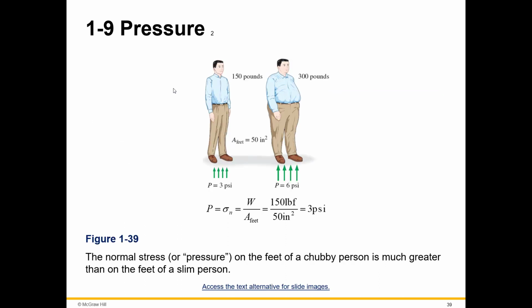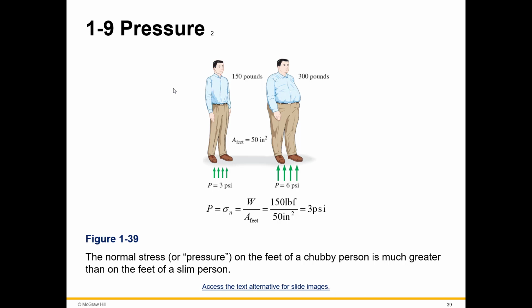Okay, so you see when we're talking about the pressure, a normal stress or pressure on the feet of a chubby person is much greater than on the feet of a slim person. Probably not the best example here, but very accurate. So if you're 150 pounds, you're going to have less of a pressure, less stress on the feet than if you were heavier, of course, because it's just load bearing, right? So if you have a bigger bridge on the supports, you're going to have more load. It's going to be under more stress than if you had a smaller bridge.